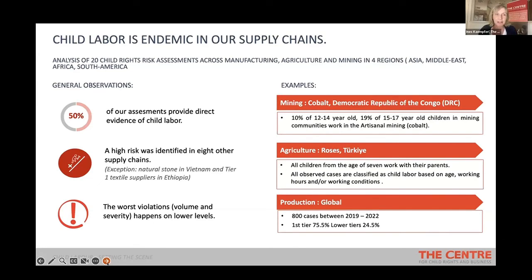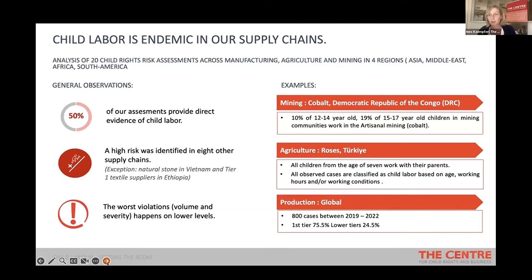The study is the analysis of 20 child rights risk assessments across manufacturing, agriculture, and mining in 4 regions that the center has undertaken. And with this study, we're bringing together the main observations and the general observation of all of those 20 risk assessments. These risk assessments generally have been initiated by companies who asked us to go and have a closer look, in some cases also with publicly funded assessments.